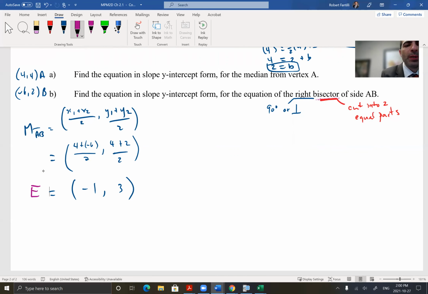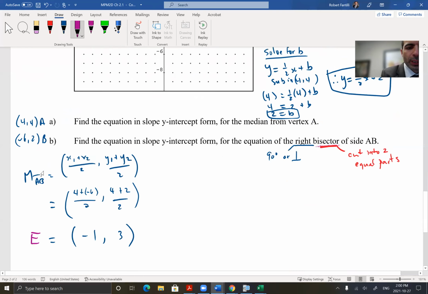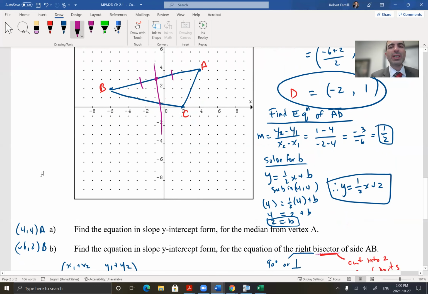Okay, so now we found the midpoint. I'm going to erase my chicken scratch because that was just a guesstimate. Now we want to do it for real. We said it was negative 1, 3. Just double check. Yep, negative 1, 3 is perfect. I'm just going to make it purple. So now I'm looking for the equation of that line that runs perpendicular to AB and cuts it equally in half. The only point we know that it runs through is that point E, negative 1, 3.